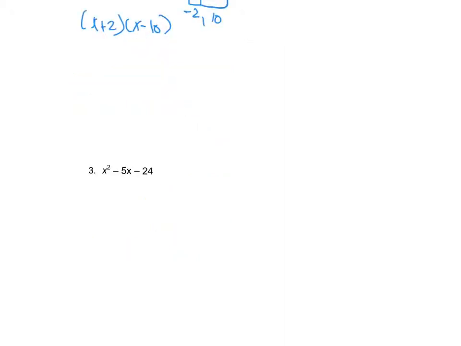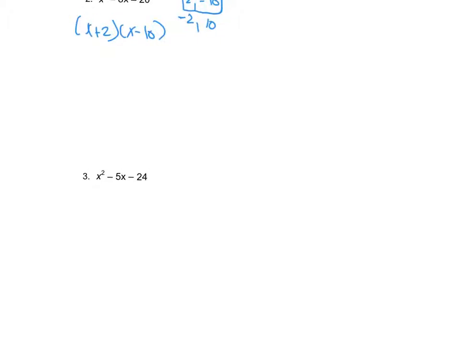Okay, we need two things that multiply to negative 24 and add to negative 5. One of them is going to have to be negative. So it could be negative 8 and 3, or 8 and negative 3. It could be 1 and negative 24, or negative 1 and 24, etc. We could list all of these out, but I already found it. It was actually my first one. Negative 8 and 3. So it's going to be x minus 8, x plus 3.